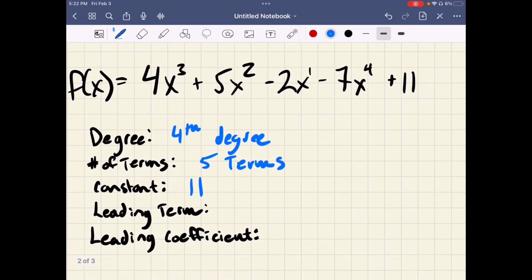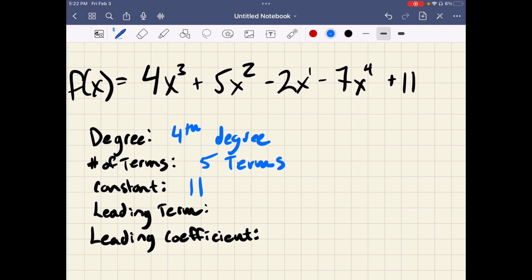Now, the next two can be a little deceiving if you don't know the definitions, and that's leading term and leading coefficient. So let's determine what it means to be leading. If we remember, we had a degree of 4, a 4th degree polynomial. So that's the term I'm going to look at: minus 7x to the 4th. That is going to determine what my leading term is.